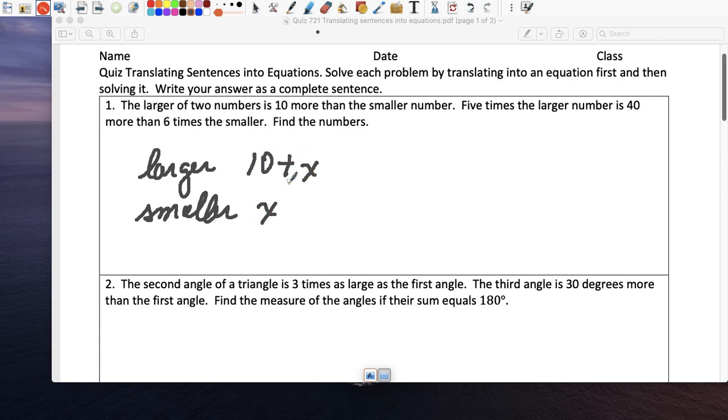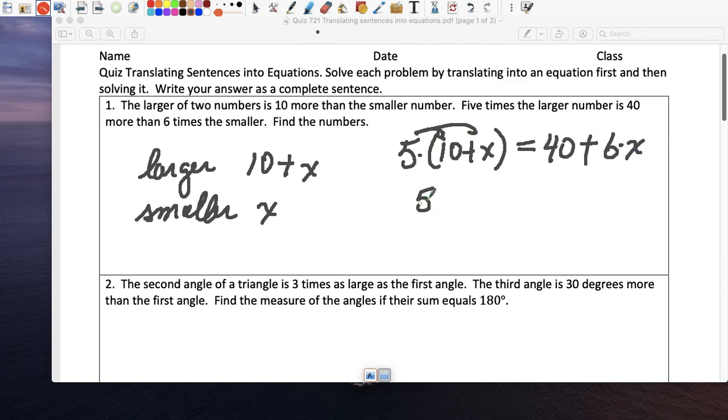Identify your players. Now we can set up the equation. We have 5 times the larger, 10 plus x, and we put it in parentheses because it's two terms, is 40 more than 6 times the smaller. You translate it step by step, word by word, and you'll be fine. There's my equation. We get 50 plus 5x equals 40 plus 6x.